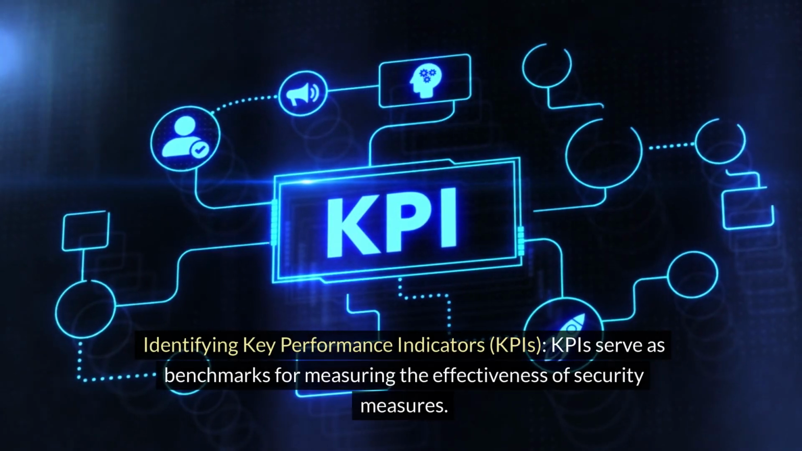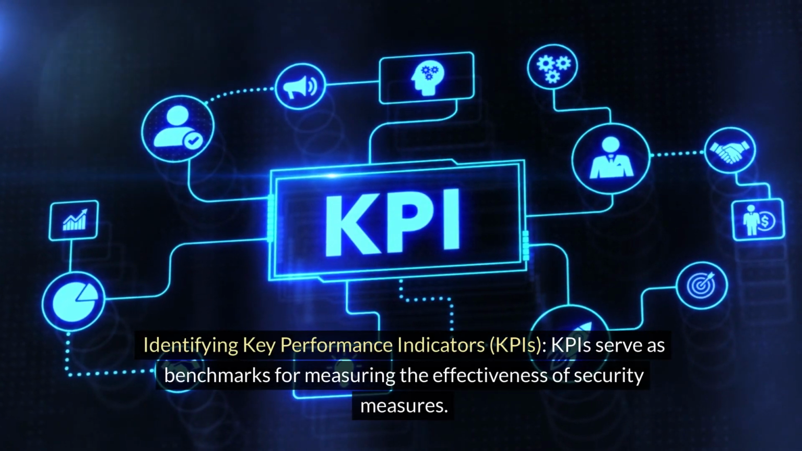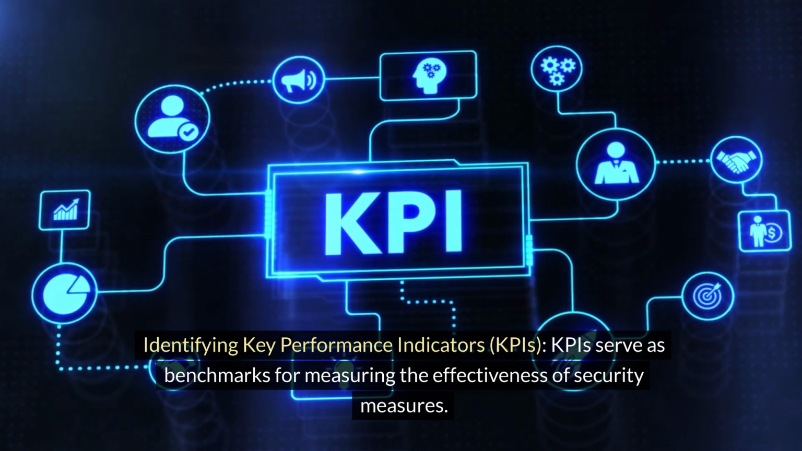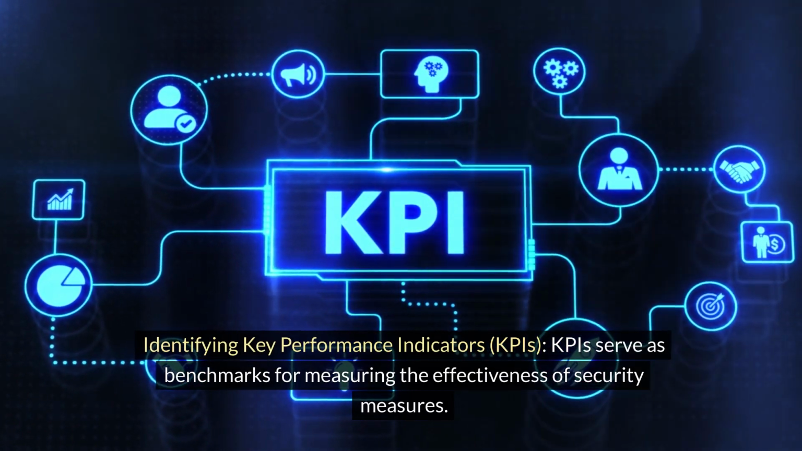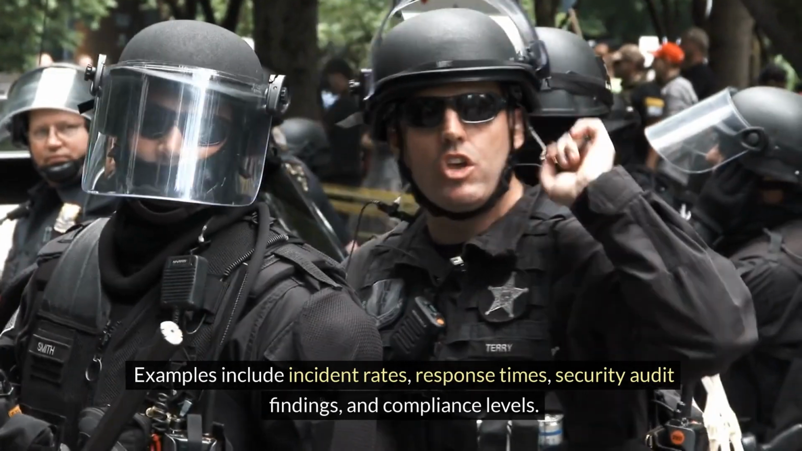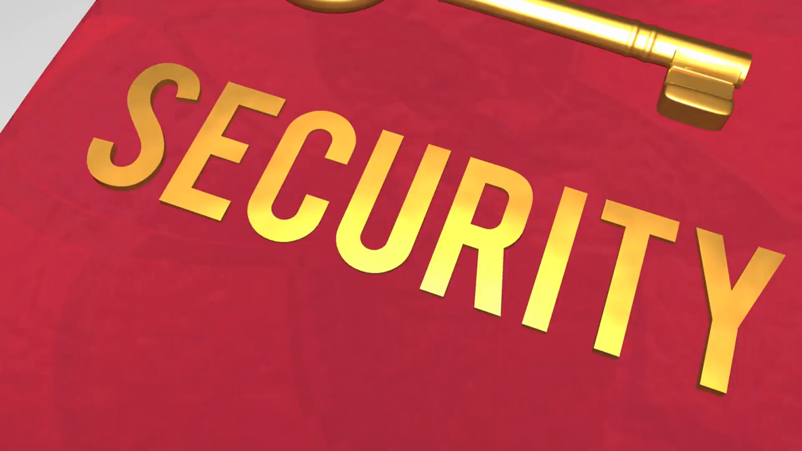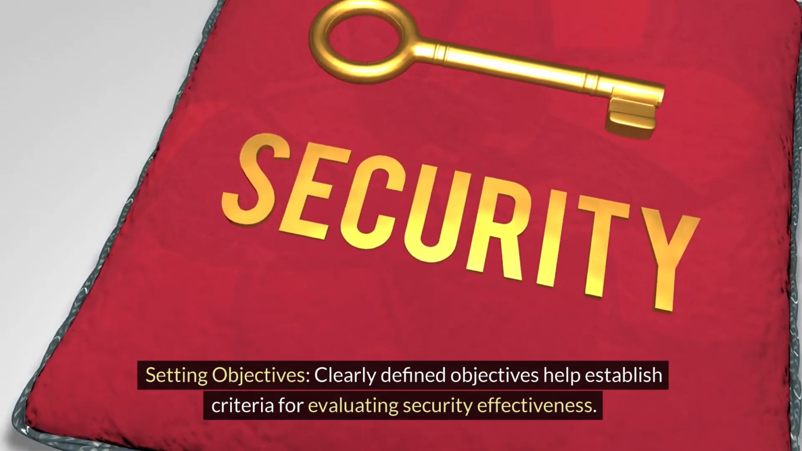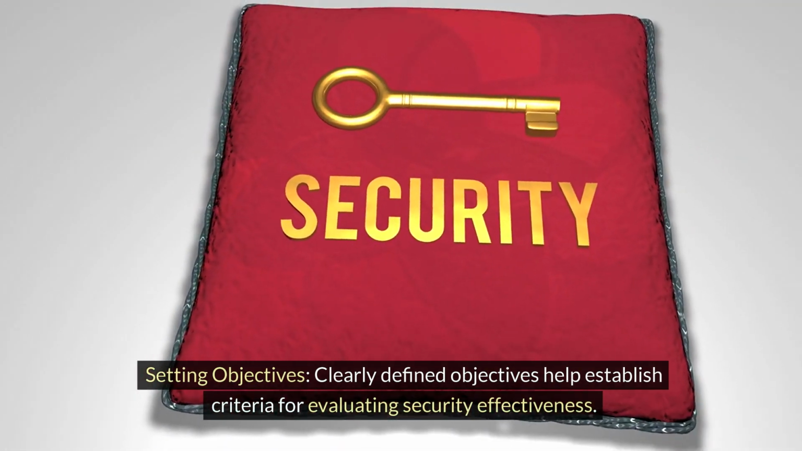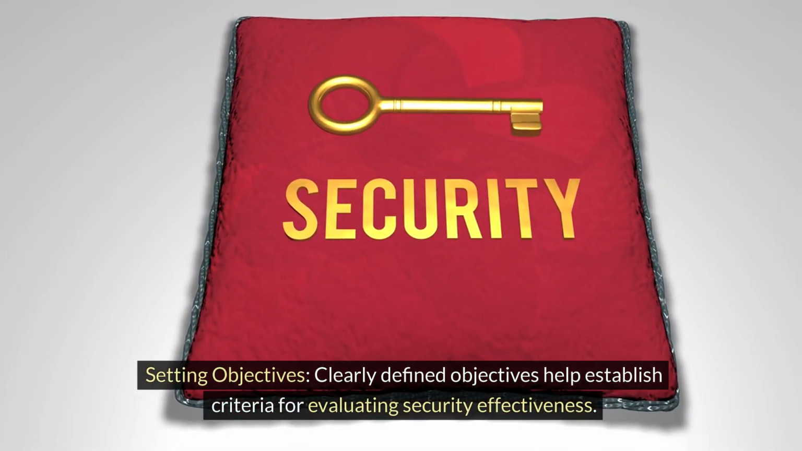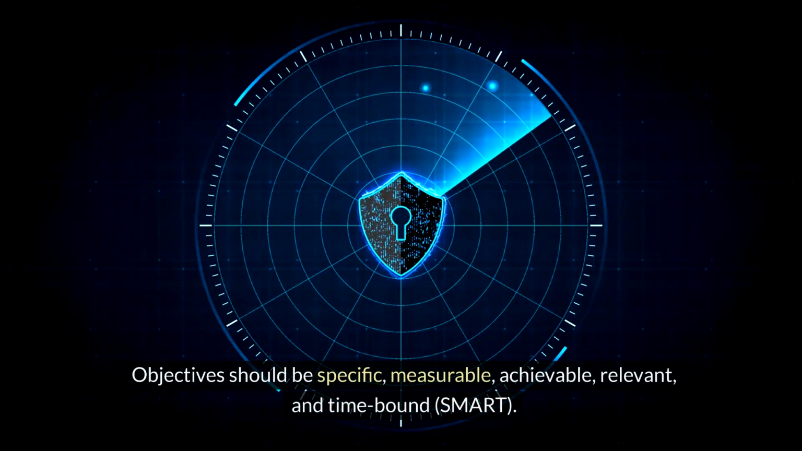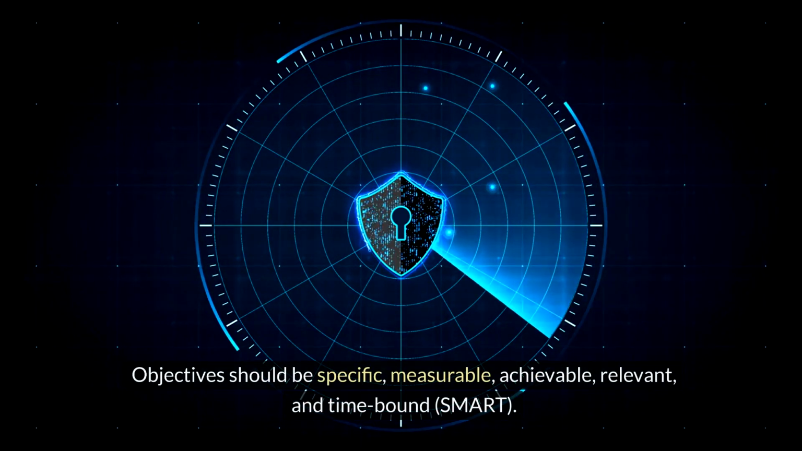Establishing evaluation criteria. Identifying key performance indicators, KPIs. KPIs serve as benchmarks for measuring the effectiveness of security measures. Examples include incident rates, response times, security audit findings, and compliance levels. Setting objectives. Clearly defined objectives help establish criteria for evaluating security effectiveness. Objectives should be specific, measurable, achievable, relevant, and time-bound.